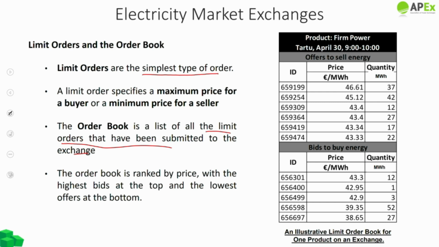Now let's take a closer look at a snapshot of a limit order book, say for firm power delivered to Tartu on March 31 between 9 and 10. The book shows a dynamic list of offers to sell and bids to buy, each represented as a price and quantity pair. Importantly, these bids and offers are associated with specific buyers or sellers, though their identities may be masked by generic ID numbers respecting the exchange rules.